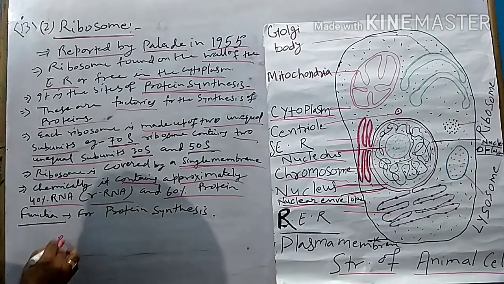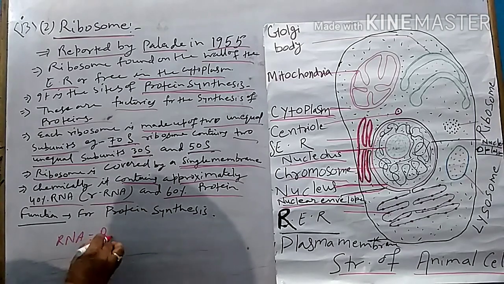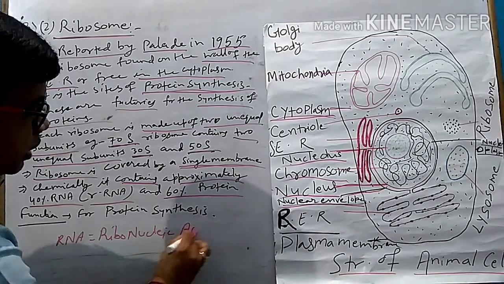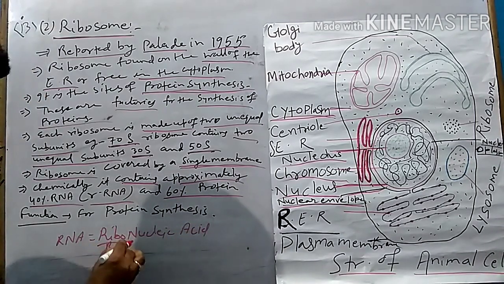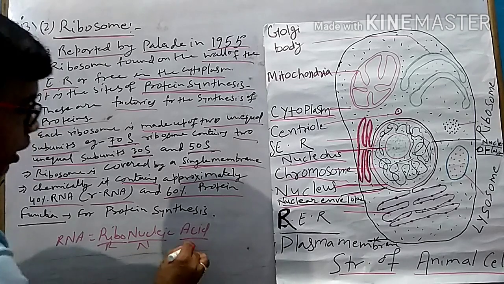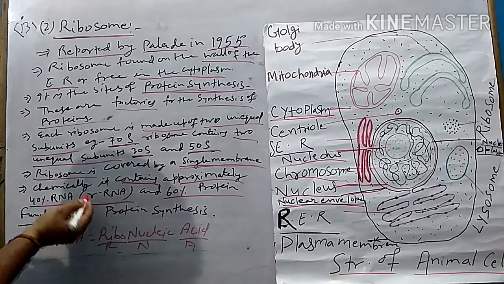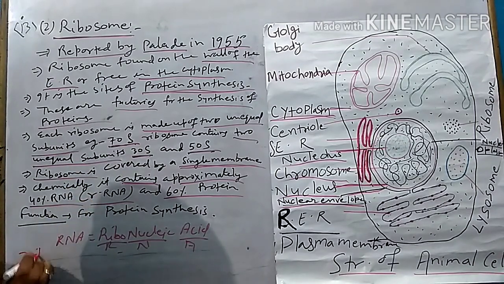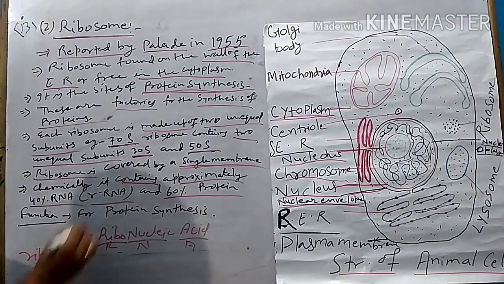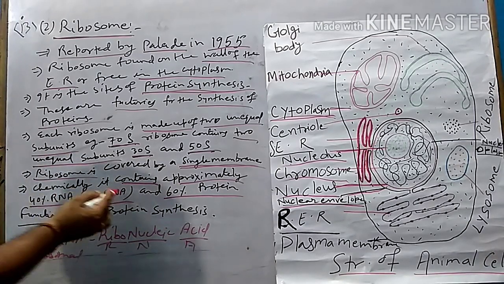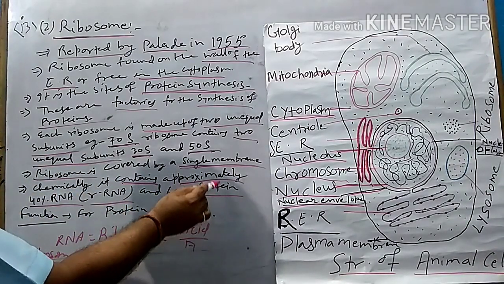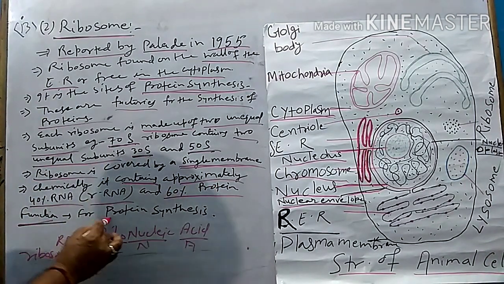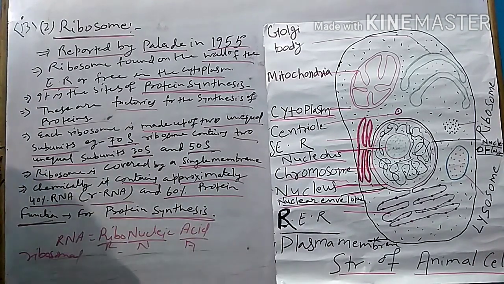RNA, full form ribonucleic acid. Ribo is R, nucleic is N, and acid is A. Ribonucleic acid, RNA, and rRNA, small r, is the ribosomal RNA. Chemically it contains 40% ribosomal RNA and 60% protein. Its main function is protein synthesis.